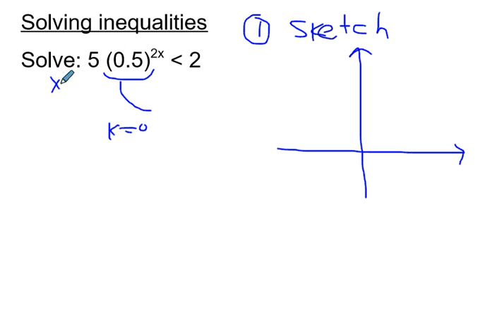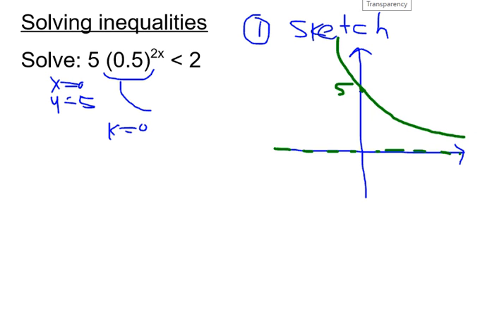And if you plug in x is equal to 0 in your rule, then you find out that your y is 5. So your initial value is 5. So you can go here at 5. You know your asymptote is at 0. You can go at 5, and then your curve is going to go down like this.